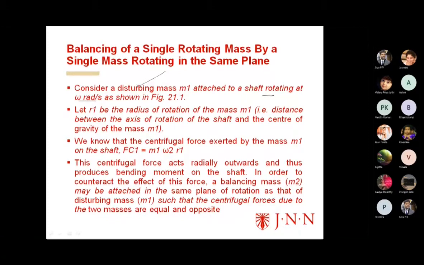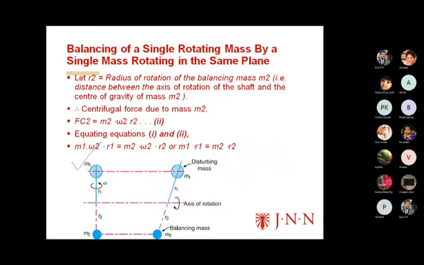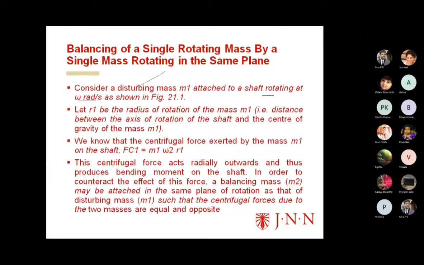R1 is the distance between the axis of rotation of the shaft and the center of gravity of the mass M1. This is the center of gravity of the mass, and this is the axis of rotation of the shaft. This distance is called R1. In general, for M1 it is R1, for M2 it is R2. The distance from the center of the mass to the axis of rotation is called R.